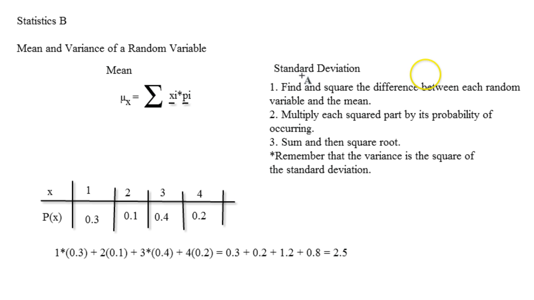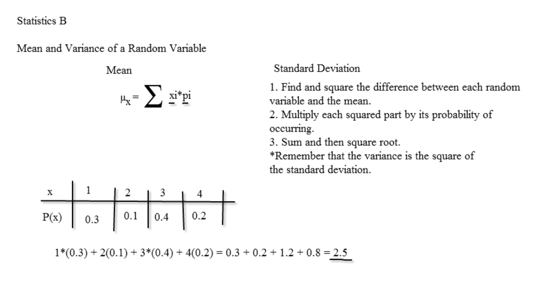Okay. Now, standard deviation, what you're going to do is find and square the differences between each random variable and the mean. So, in other words, your mean right here. Okay, multiply each squared part by its probability of occurring, and then sum, and then square root it. Okay, and remember, the variance is the square of the standard deviation. So, what you actually need to do with that answer is you do need to square root it. That's the most important part.